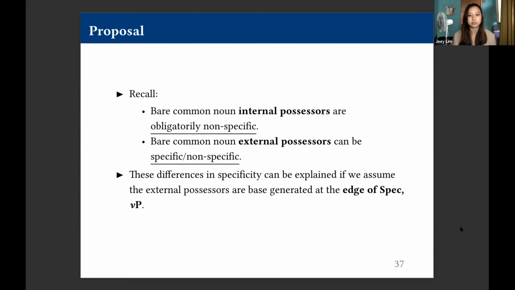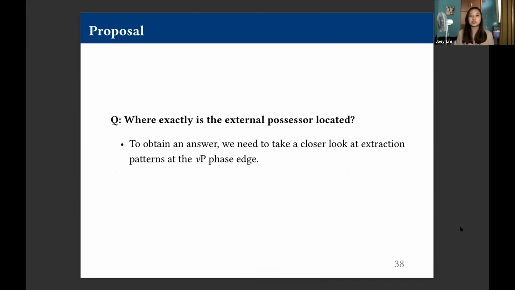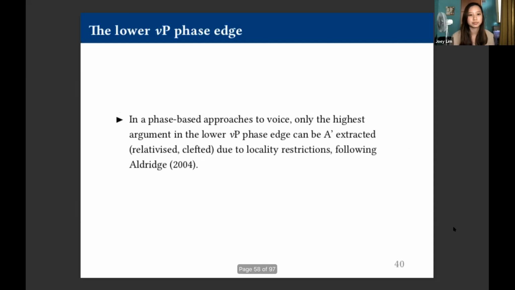The question then is, where exactly is the external possessor located? To obtain an answer, we need to take a closer look at extraction patterns at the vP phase edge. So in phase-based approaches to voice, only the highest argument in the lower vP phase edge can be A-bar extracted due to locality restrictions.